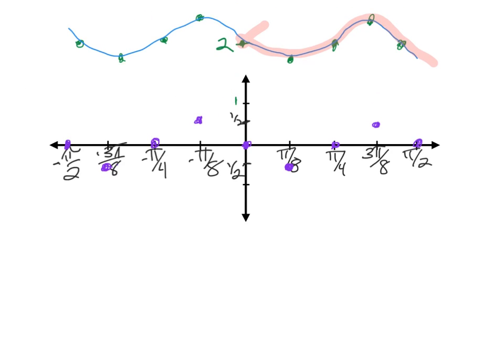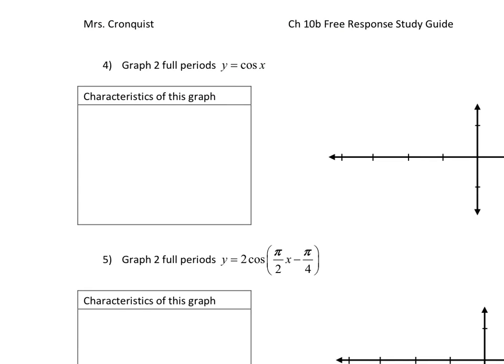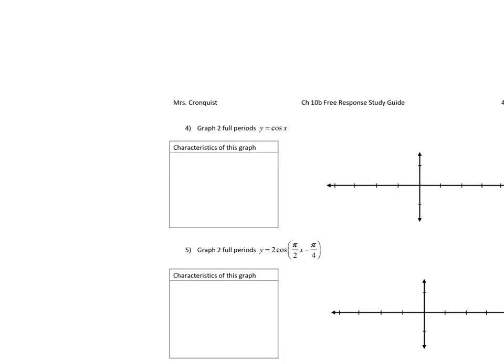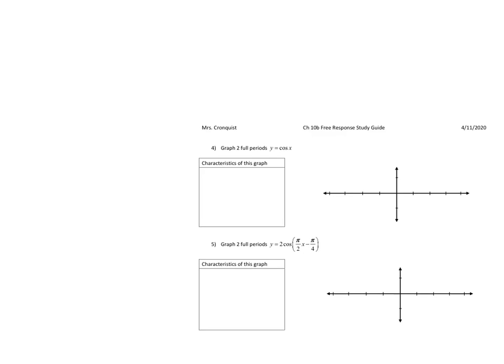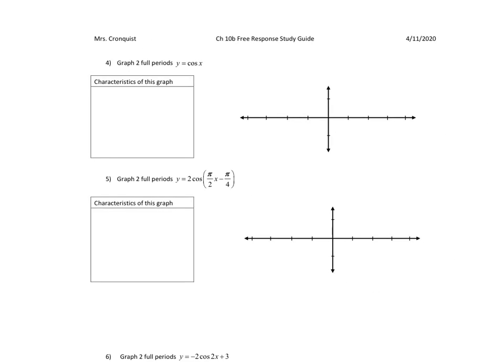Moving on to the next page. I've split this study guide into 2. Okay, this is the study guide for Chapter 10b, all the graphing of sines, cosines, tangents, cotangents, secants, and cosecants. Okay, so why am I starting on number 4? This is for the free response. The multiple choice section I will also do separately.